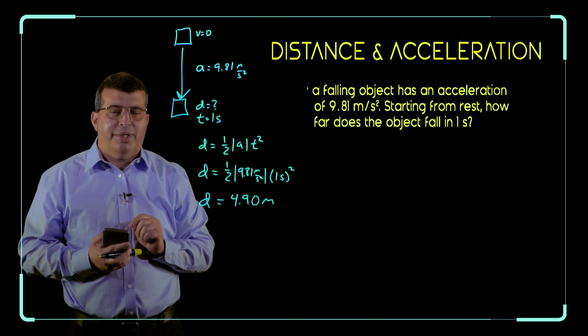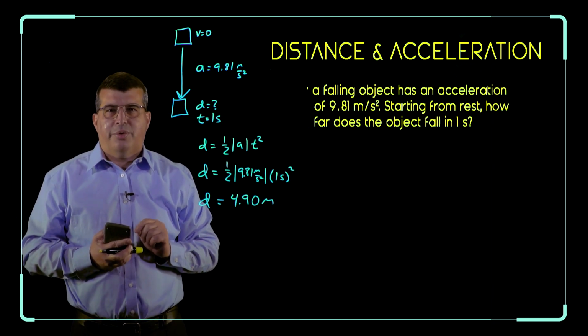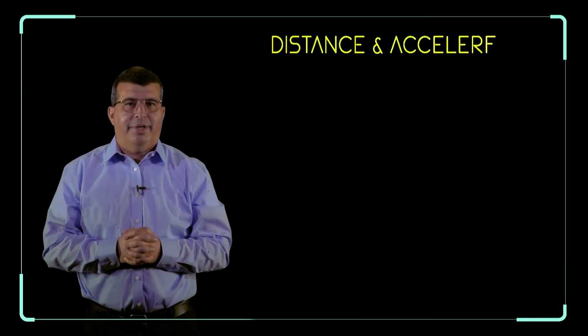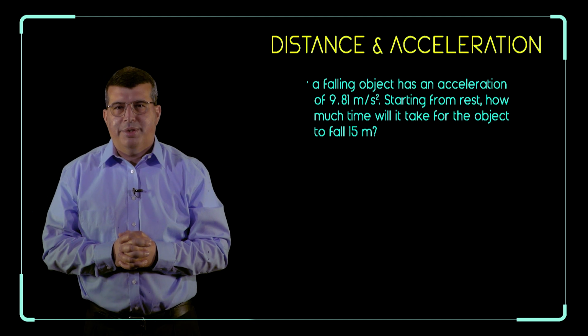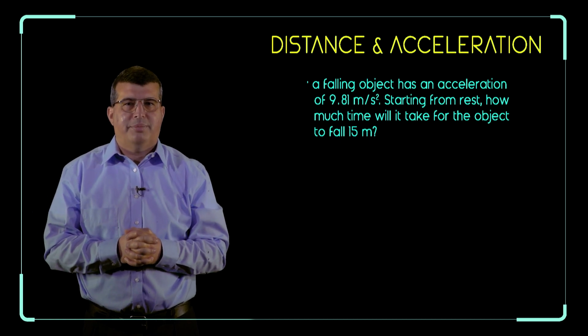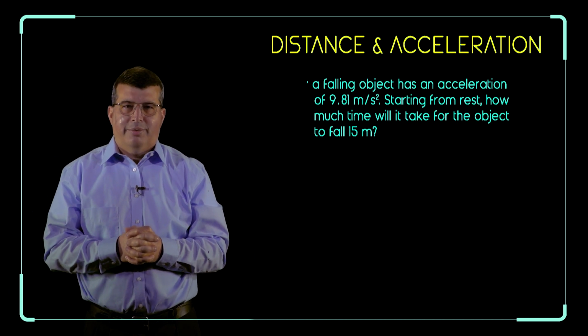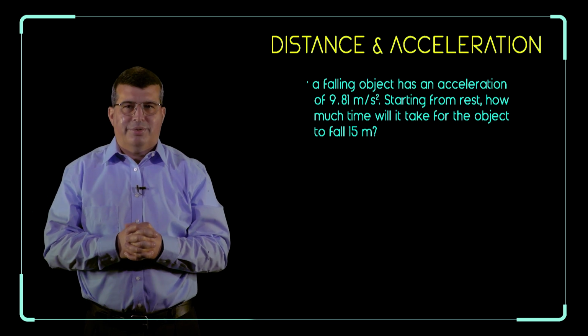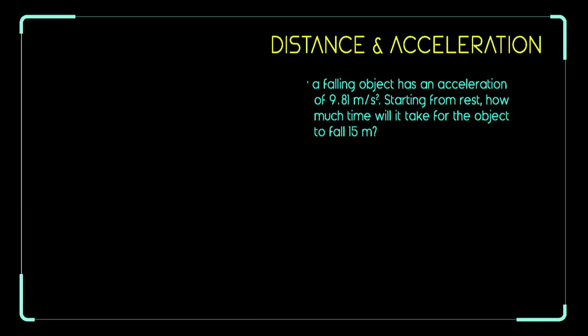Okay, that's one question. Let's ask another question that is similar but slightly different. Here we have a similar but different situation. A falling object has an acceleration of 9.81 meters per second squared, so that hasn't changed. Starting from rest, how much time will it take for the object to fall 15 meters? This time we are given the distance and we want to know the time. So let's see what you can do with that one.